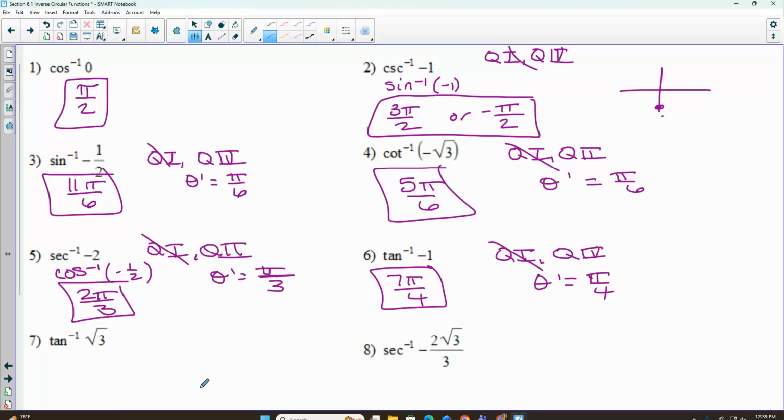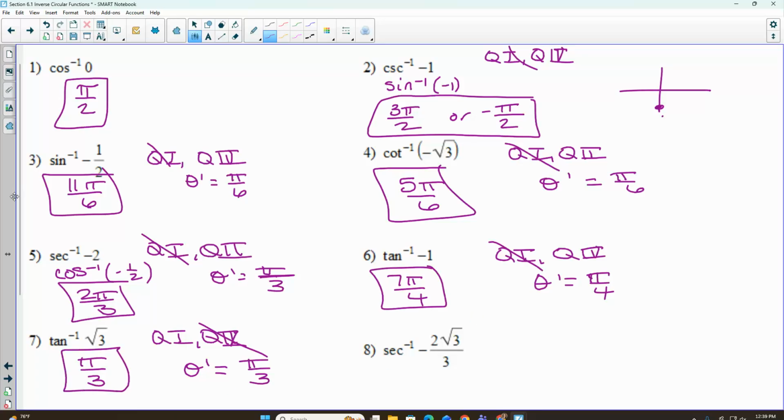Tangent inverse of radical 3. Tangent inverse can be in quadrant 1 or 4. It's positive, so we're in quadrant 1. Reference angle: when is tangent radical 3? That would be at 60 degrees, so pi over 3. And pi over 3 in quadrant 1 is pi over 3.